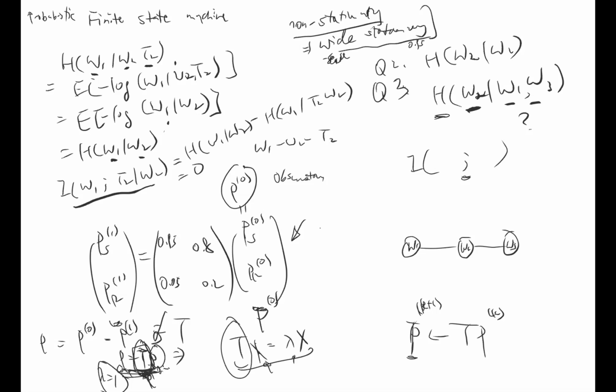Oh, but yeah, you're right. It should be, because HW2 given W1, it should be like for Mookie's problem. It should be the same. Think of that, because you're right. If you write it this way, this is stationary. Yeah, it should be the same.